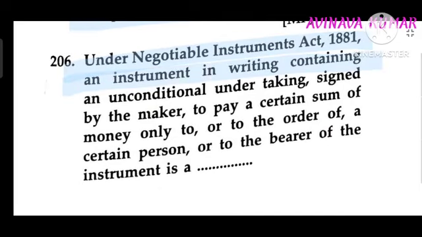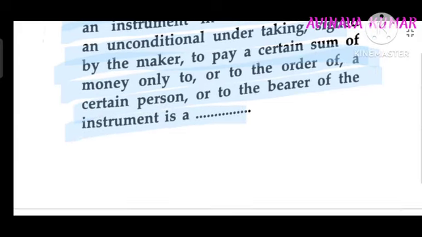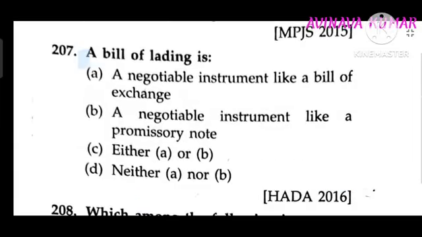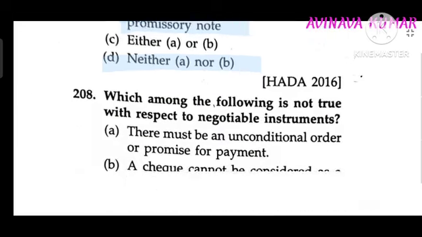Under NIA, an instrument in writing containing an unconditional undertaking signed by the maker to pay a certain sum of money to a certain person or to the bearer of the instrument is a promissory note. Bill of lading is neither A nor B. A negotiable instrument like a bill of exchange, not. A negotiable instrument like a promissory note, not.